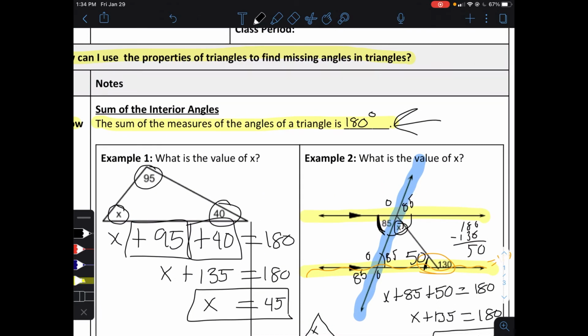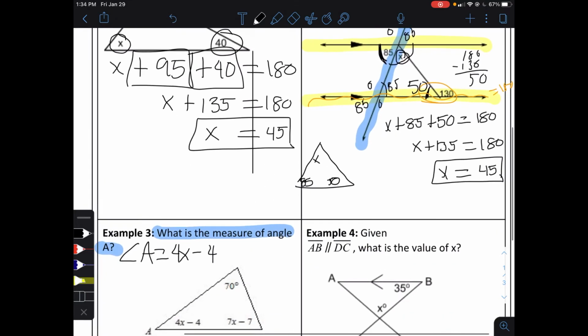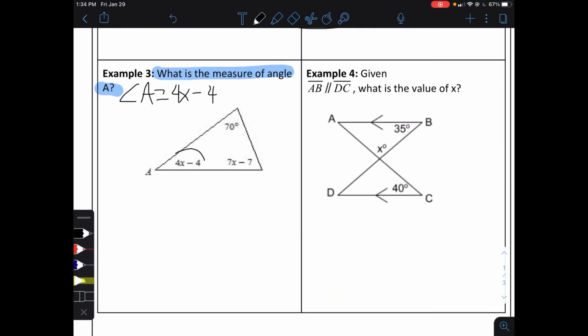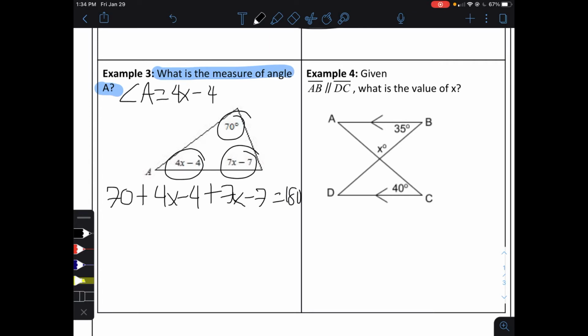the sum of the measures of the angles of a triangle is 180. So I'm going to take all my interior angles, add them up, and equal them to 180. When you solve this, go ahead and solve this. What is x? Very good. It's 11.